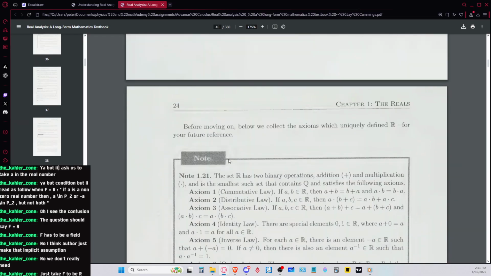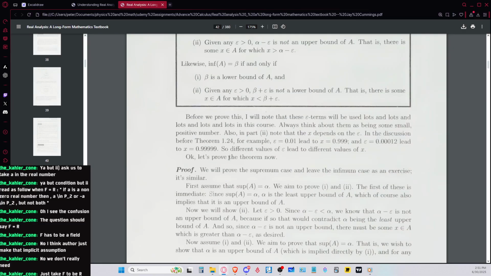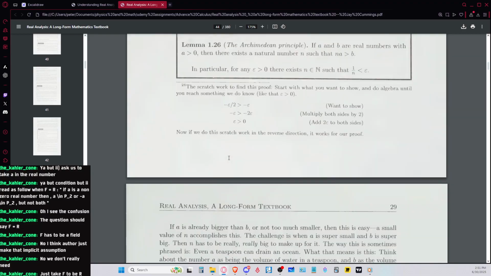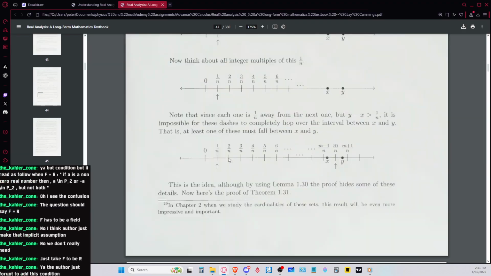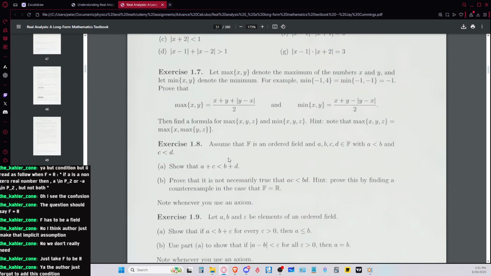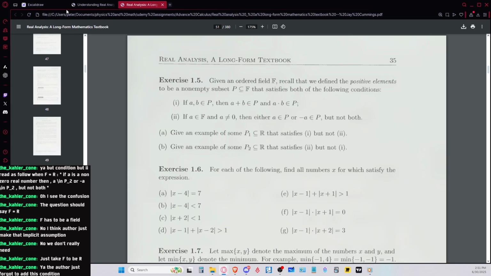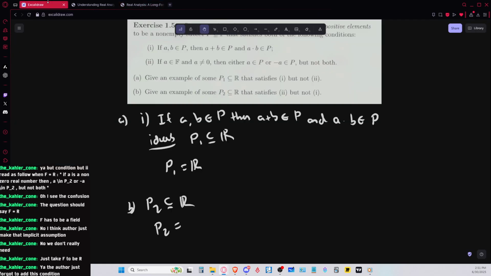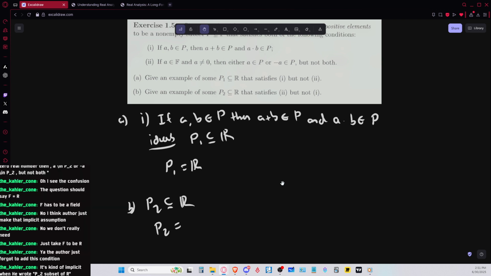Just take F to be real numbers. Okay. I mean, that's fair, because we are dealing with the real numbers, so that probably makes sense. Yeah, this makes it harder. Because if we made P1 equal to the real numbers, then yeah, it actually doesn't fulfill 2 in this case, because it has both the negative and the positive numbers.